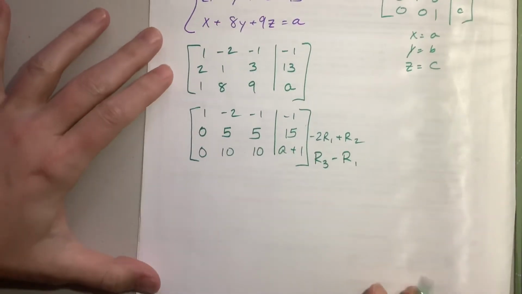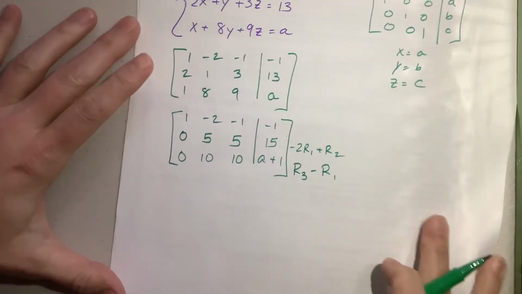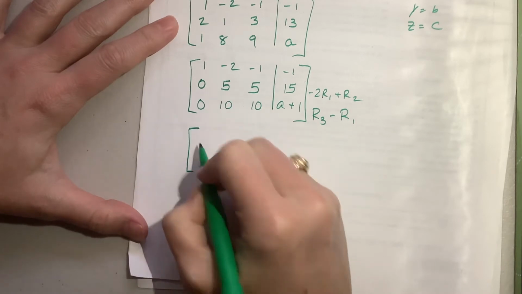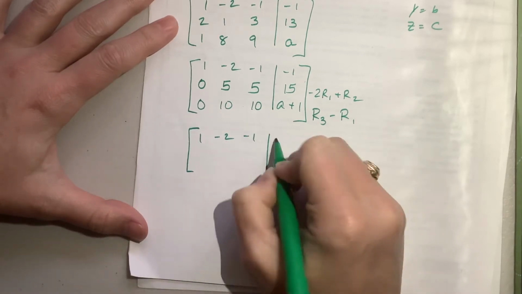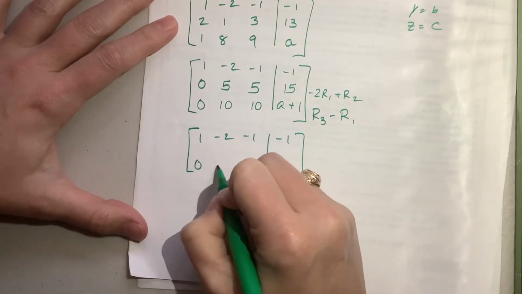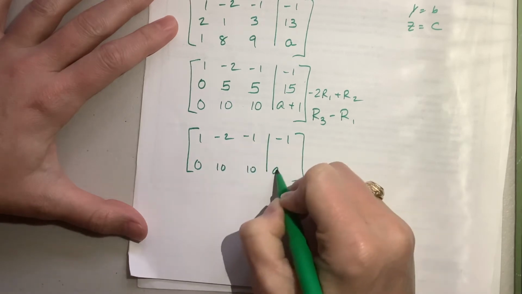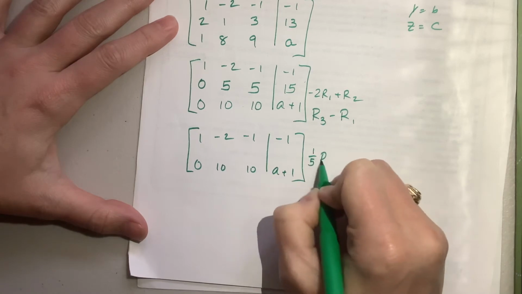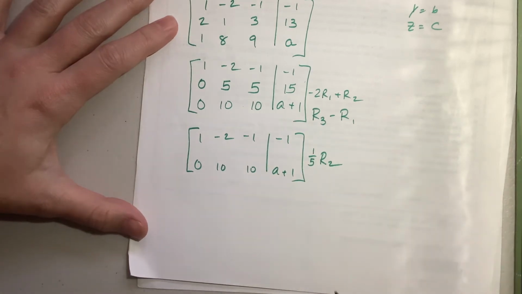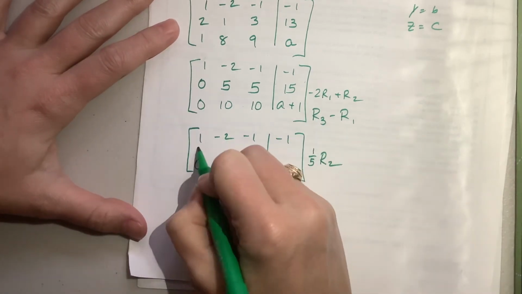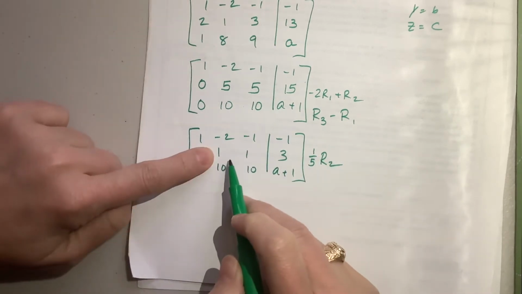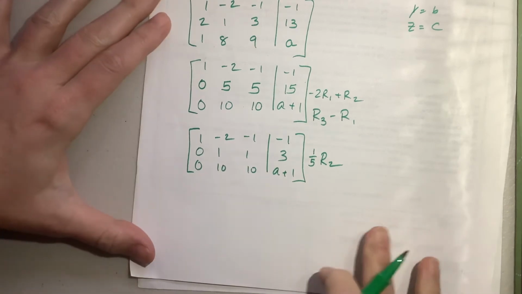Okay, my next goal is to get a 1 in this placement. So I'm just going to keep everybody everywhere else, and I'm going to take 1/5 of row 2. I'm dividing by 5, I'm multiplying by 1/5. Okay, so that's 0, that's 1, that's 1, that's 3. That's good. Okay, so now I've got my 1, and I need zeros above and below it.